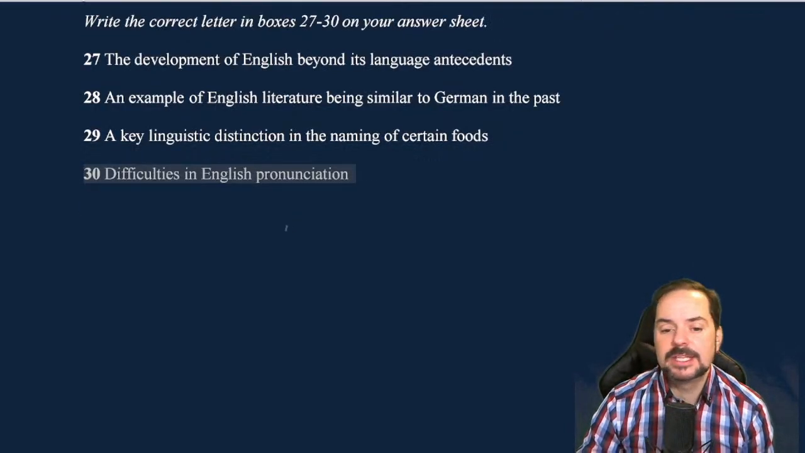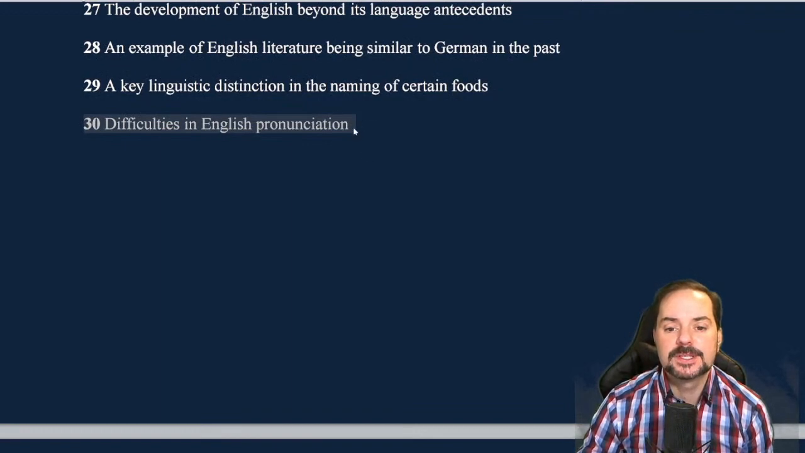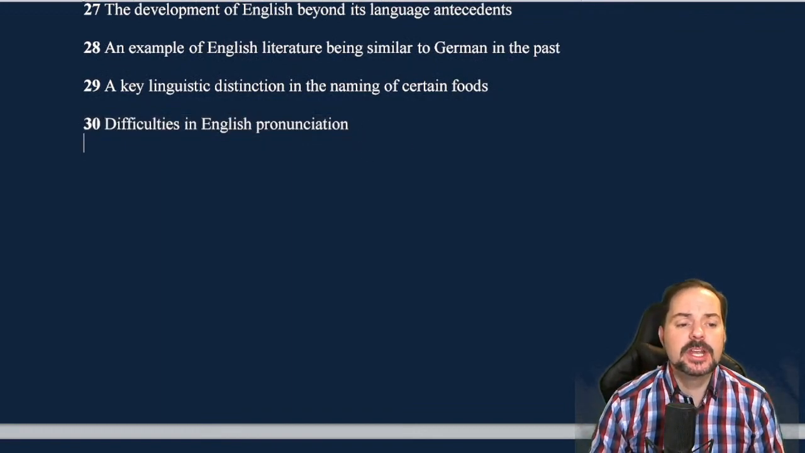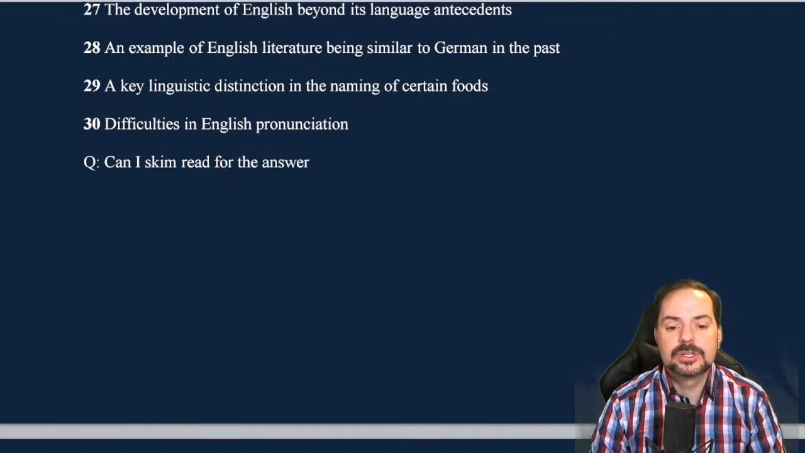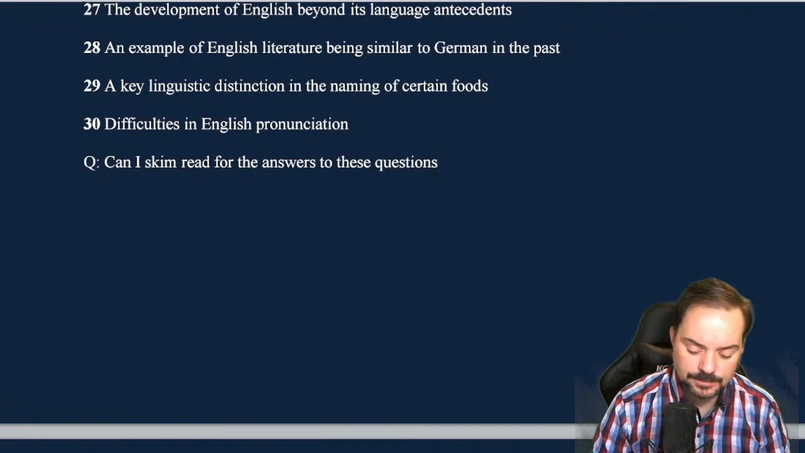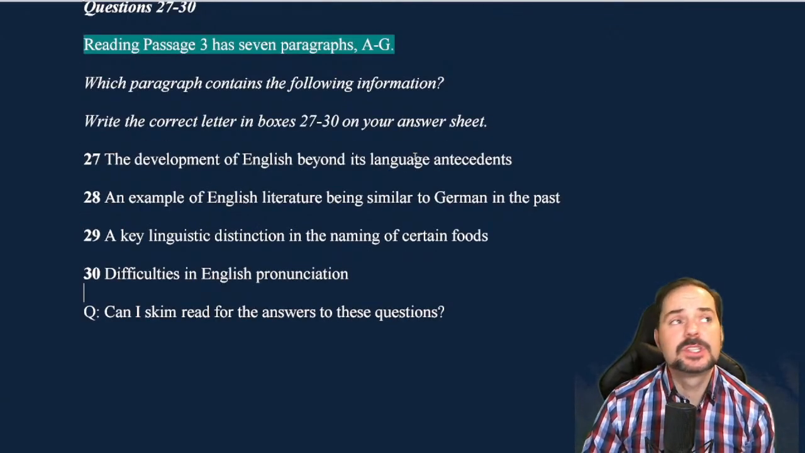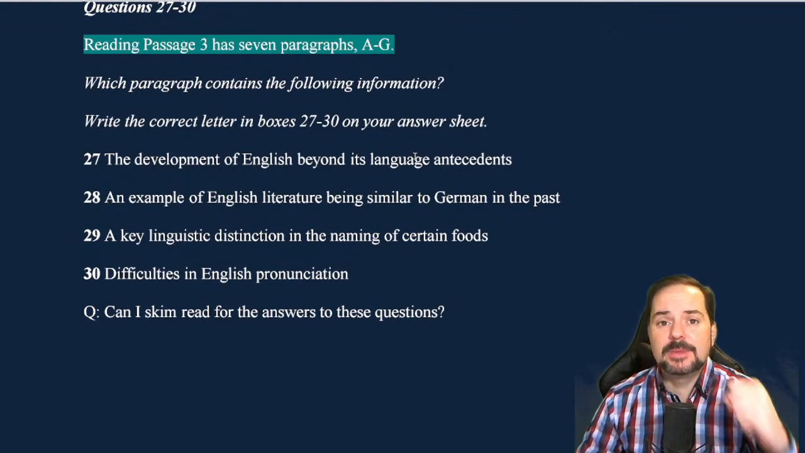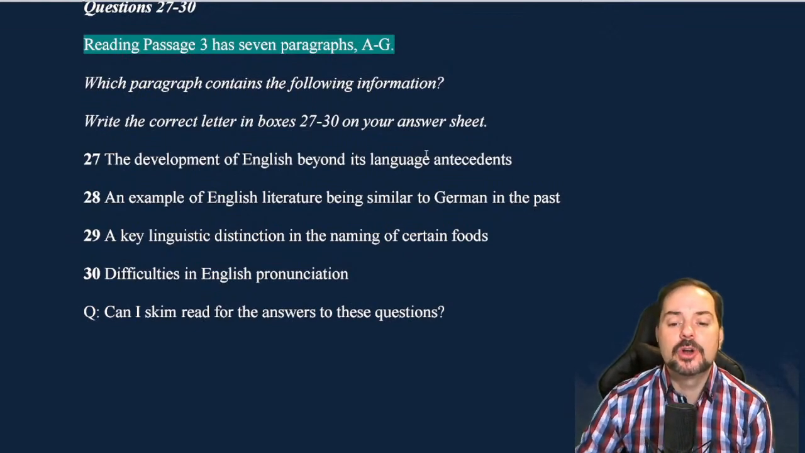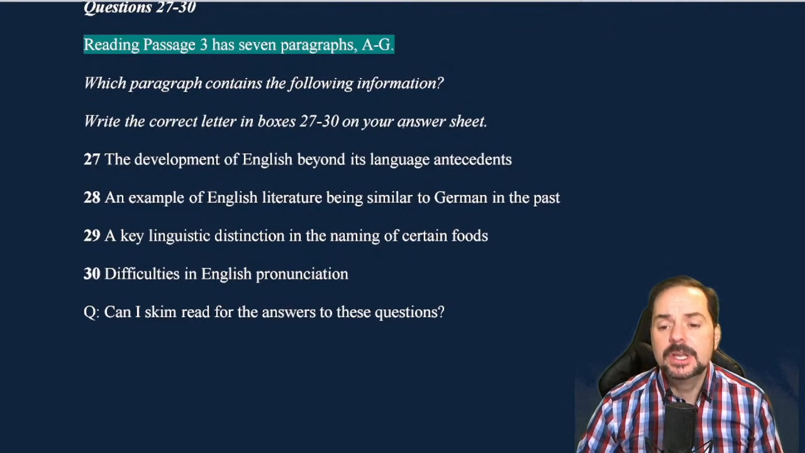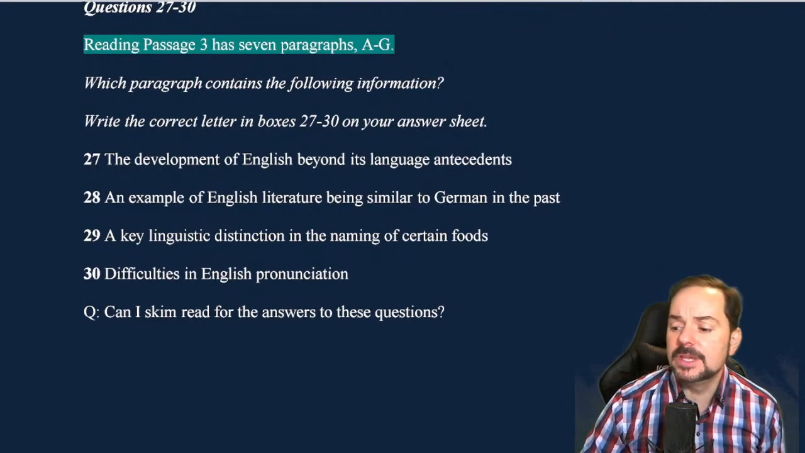Make sure you're visualizing. Okay, so foods, for instance. All right, quick question here. Can I skim and scan for the answers? Okay, so can I skim read for the answers to these questions? This is an important one because I know a lot of students are still hoping to use some good skimming and scanning strategies to answer all the questions. So students, can I skim and scan for these questions?